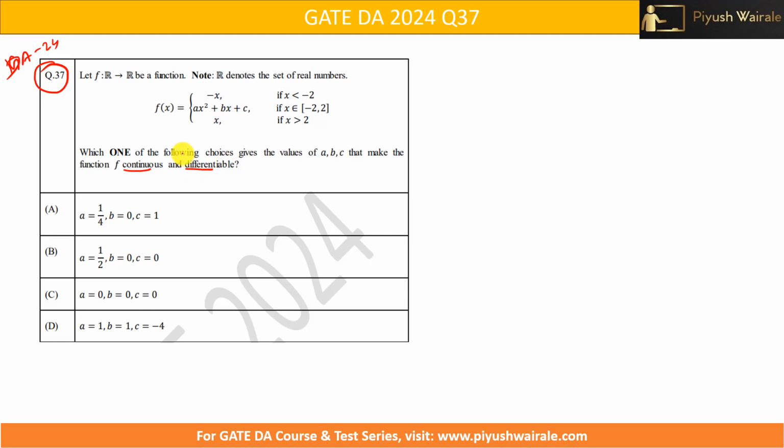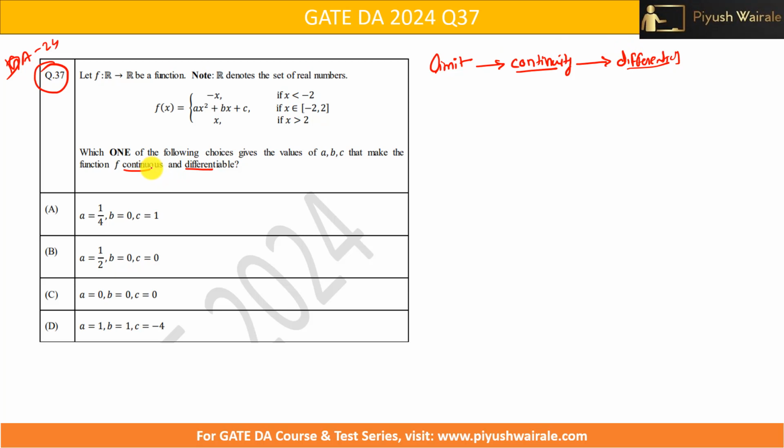In the previous few lectures, we already discussed the concept of limit, how to find the limit of any particular function when x tends to some particular point. Then we discussed continuity, how to check whether the function is continuous or not at a given point. And we have also discussed differentiability, how to check whether the function is differentiable or not at a particular point. So this question is based on the continuity and differentiability concept.